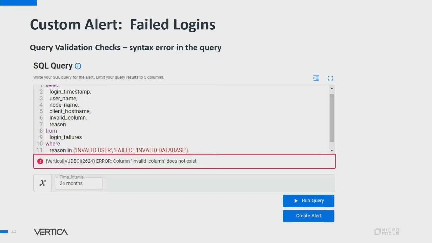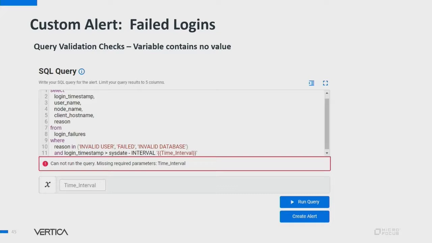As you can see, in the message area, there's an error telling you exactly what the issue is. Another query validation is if you forget to enter a value for your variable. In this case, there is no value for time interval. So when the query ran, there was no value to run, thus causing the query to have an issue during execution. And this is shown in the message area.